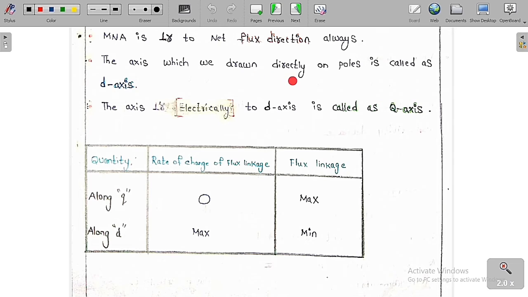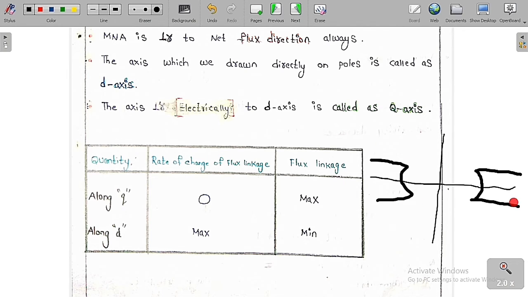The axis which we draw directly on the poles is called the d-axis. See, if you take poles and draw an axis passing through these poles, it is called the d-axis. And the axis which is electrically perpendicular to the d-axis is called the q-axis. As you can see clearly here, there are two poles. So if I draw an axis passing through these two poles, it is called the d-axis, and an axis perpendicular to it electrically is called the q-axis.